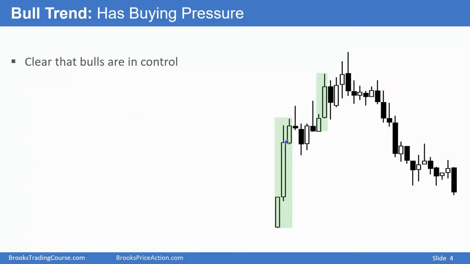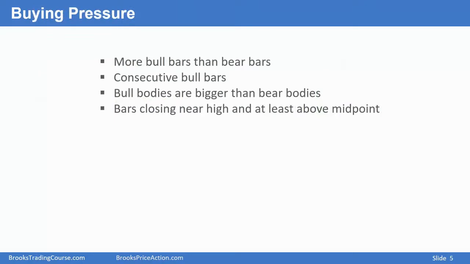Whenever the market is pretty clear, this is clearly bullish, big bull bars closing on their highs, not much overlap between the bars. That's a sign that the bulls are in control, and that clarity is due to the buying pressure. These bars that look like this, and again like that. So what am I looking for? I want to see more bull bars than bear bars when I'm looking for buying pressure. I want to see consecutive bull bars.